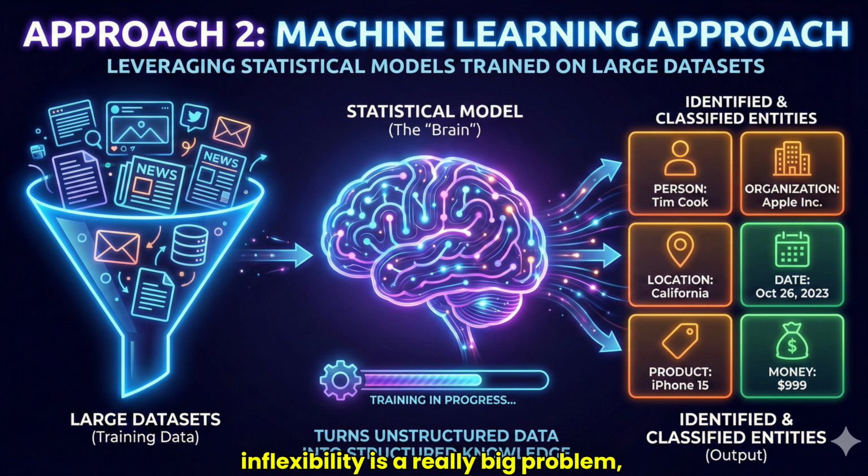That inflexibility is a really big problem, right? So what if you need something that can handle the beautiful messiness of human language? Well, that brings us to approach number 2, the machine learning method. This is where we completely switch gears from a rigid rulebook to a student that learns from experience.